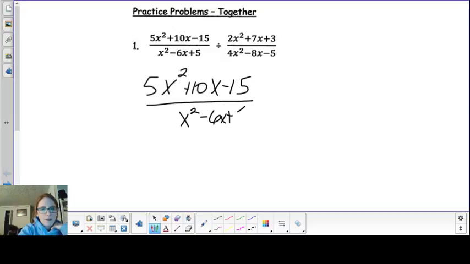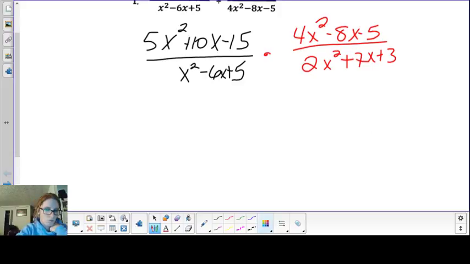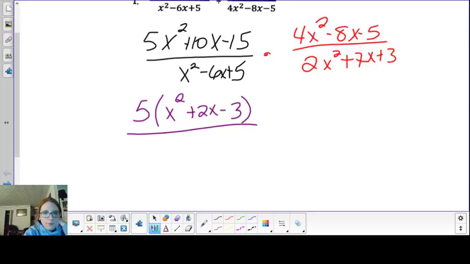So that first guy stays the same. And then I flip and multiply by the other guy. Alright, so now it just looks like what we've done yesterday, and a couple days before that. So taking a look at the top, I can divide out a 5. So I'm left with x squared plus 2x minus 3, which I still have to factor. But baby steps.